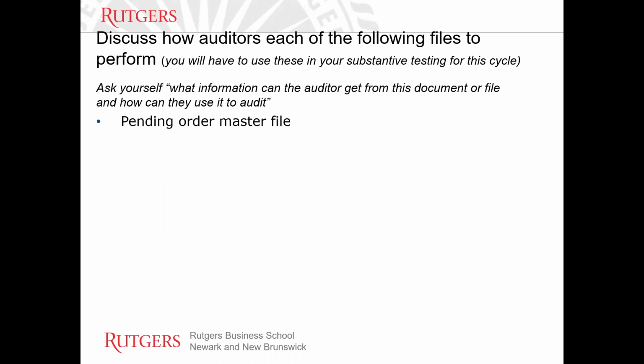So ask yourself, what information can the auditor get from this document, or how can they use it in audit? How can the auditor use a pending order master file? Assuming that all the underlying information processing controls for this master file have already been tested. What information would be on this file? You could get customer address from that, but specifically, what would we go to this file specifically for?